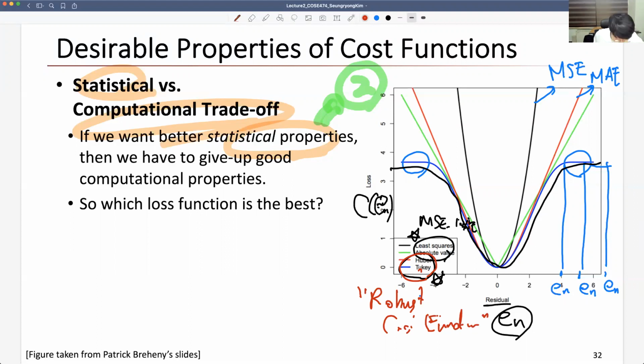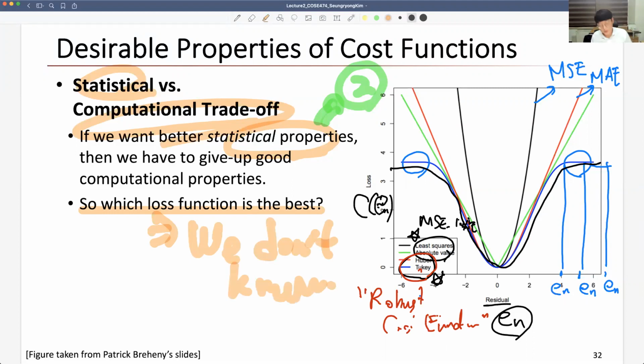Function is better. So the question is, which loss function is the best? We don't know. Actually, it depends on the application, or it depends on the number of training data, something like that. So we cannot say which loss function is best. Okay. So this is a desired property of the cost function.